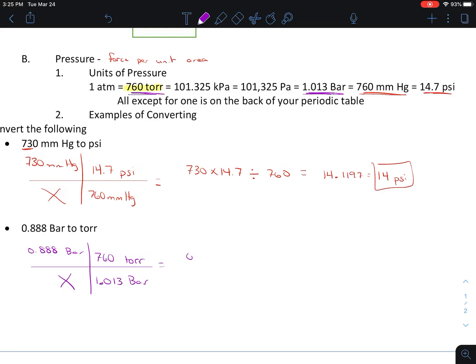To type it in, we're going to take 0.888 times 760 and then divide by 1.013, and that will give us our answer. So let's plug that in. And we're going to get 666, and that's torr. All right, that's our lesson for today.